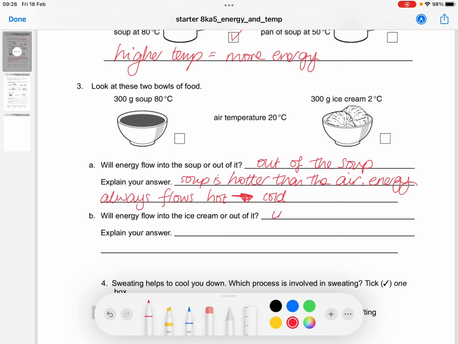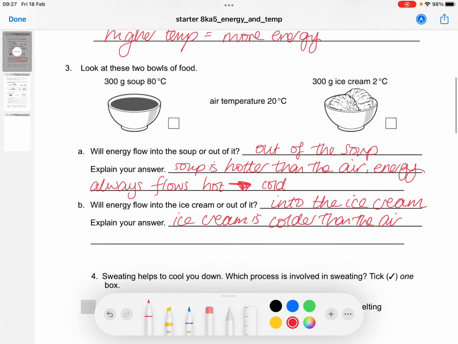Next one, 3B, will energy flow into the ice cream or out of it? This time it will flow into the ice cream. Explain your answer: because the ice cream is colder than the air. And as I've just said, energy always flows from hot to cold. So I won't repeat myself for that answer.